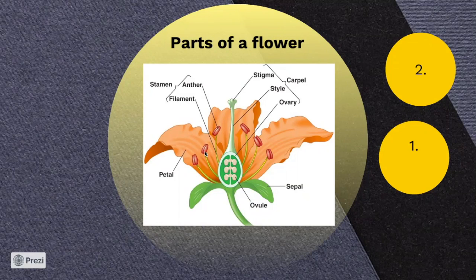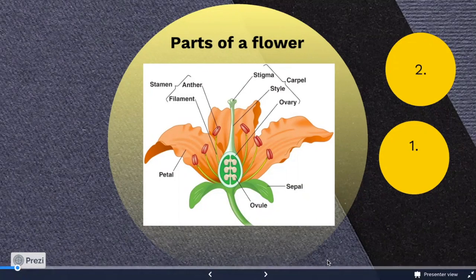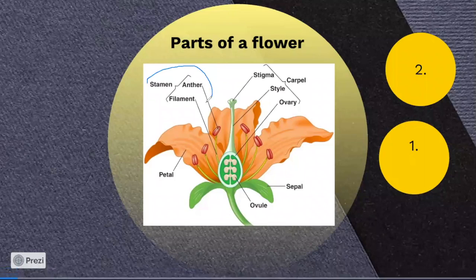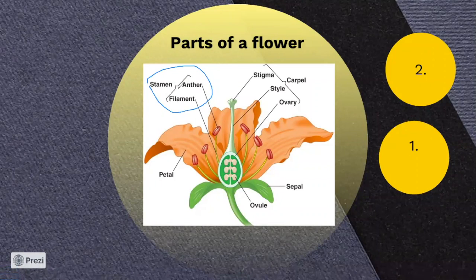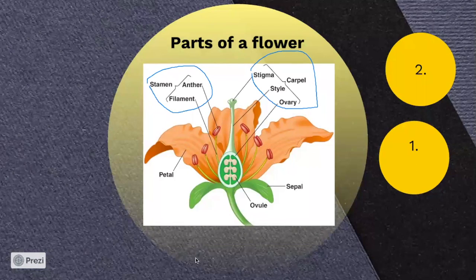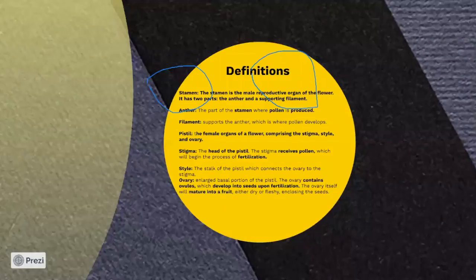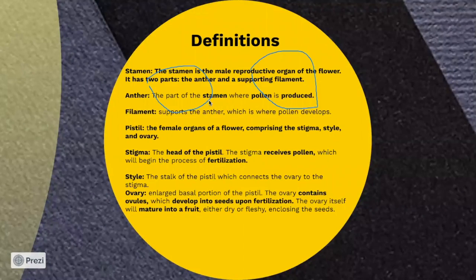So we have the stamen, which is the male part of the flower, and we have the pistil or the carpel, which is the female part of the flower. The male part of the flower has the filament and the anther. The female part has the stigma, the style, and the ovary. So let us dig into what exactly the function of these beautiful parts of the flower are.